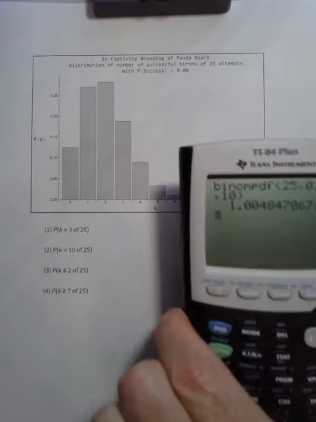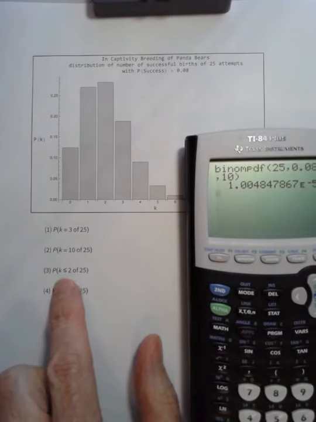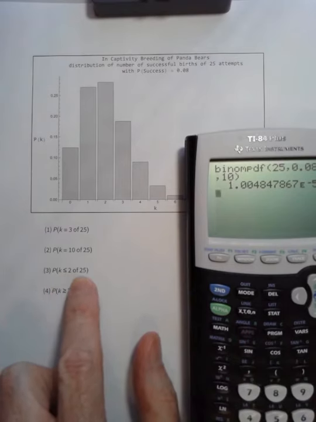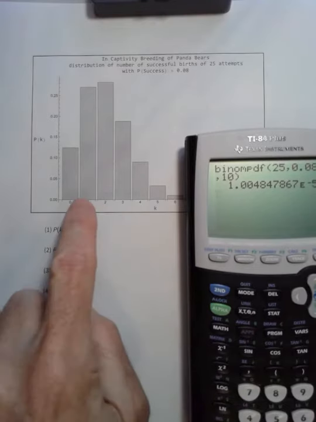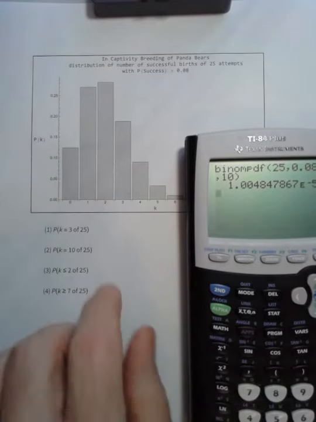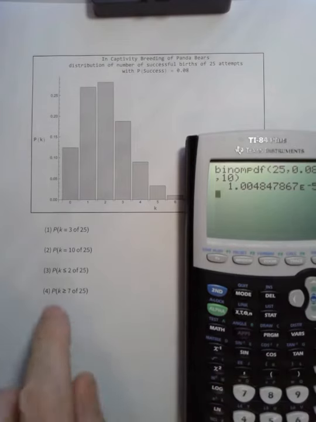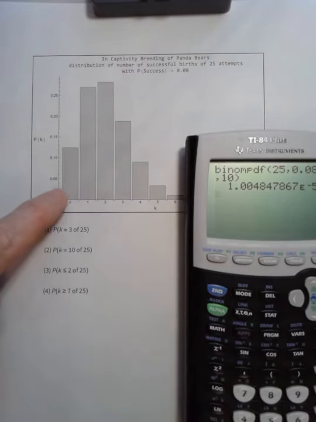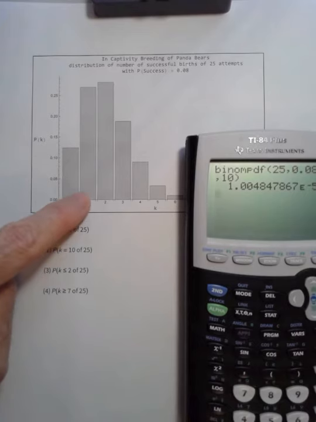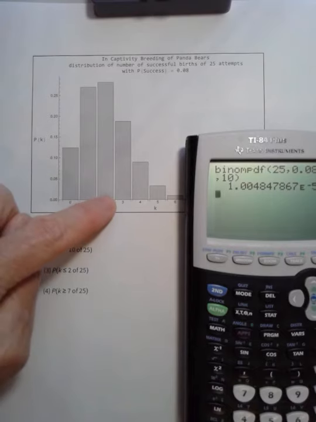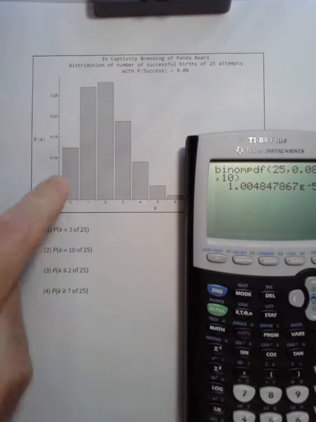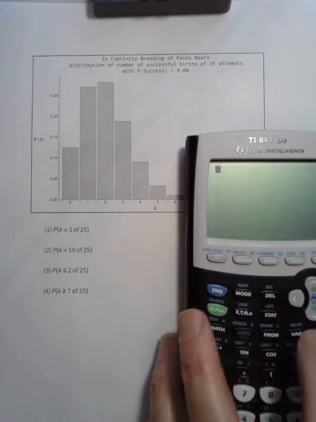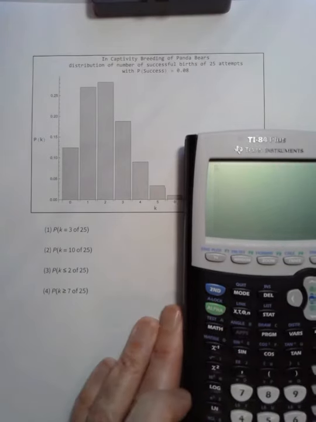So the next problem we can work is the probability of getting 2 or less successes out of 25. That would be adding up these first 3 probabilities. And we could do it directly by computing binomial PDF for 0 out of 25, followed by computing binomial PDF for 1 out of 25, followed by the same one for 2, and adding them all up. But there's a nice built-in function for doing this. It's called binomial CDF for cumulative distribution function.